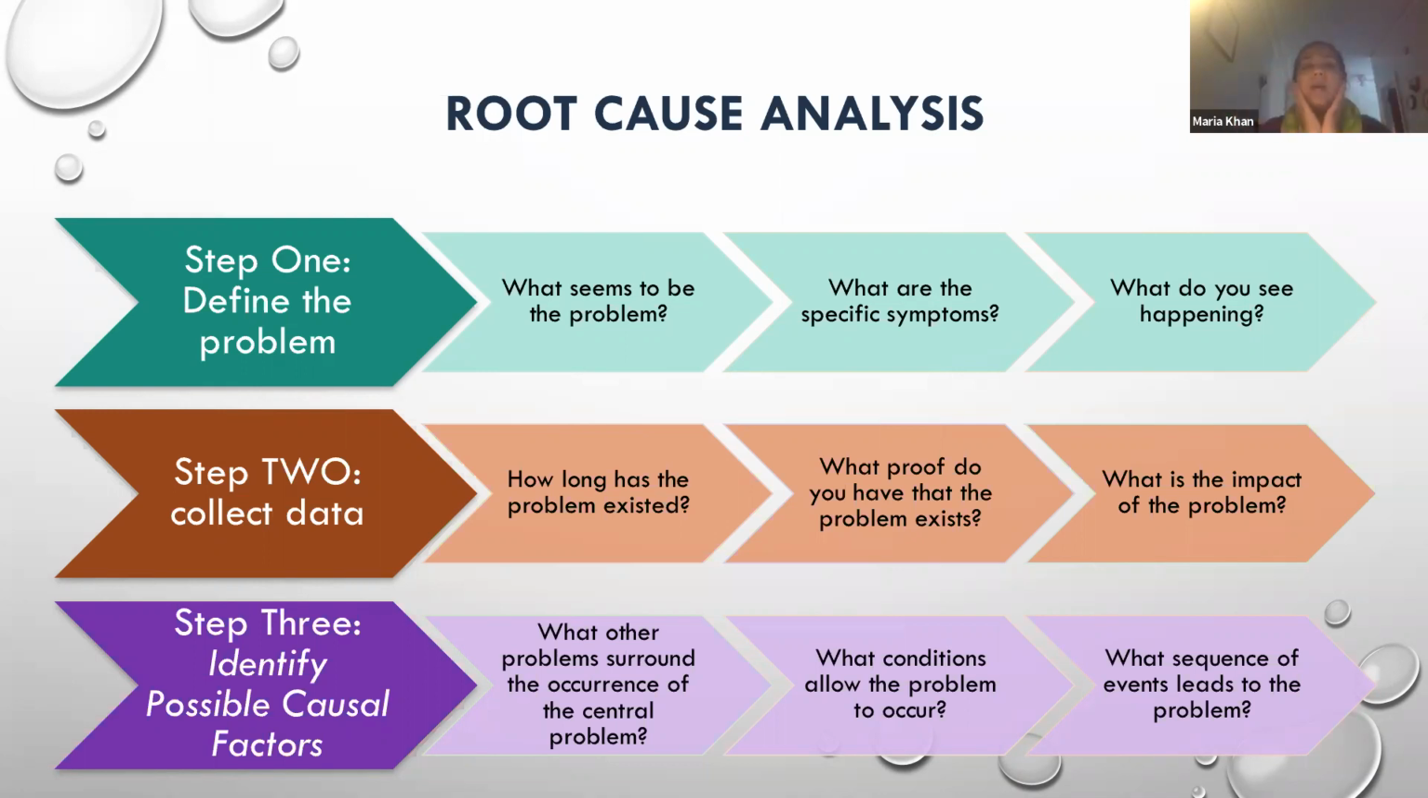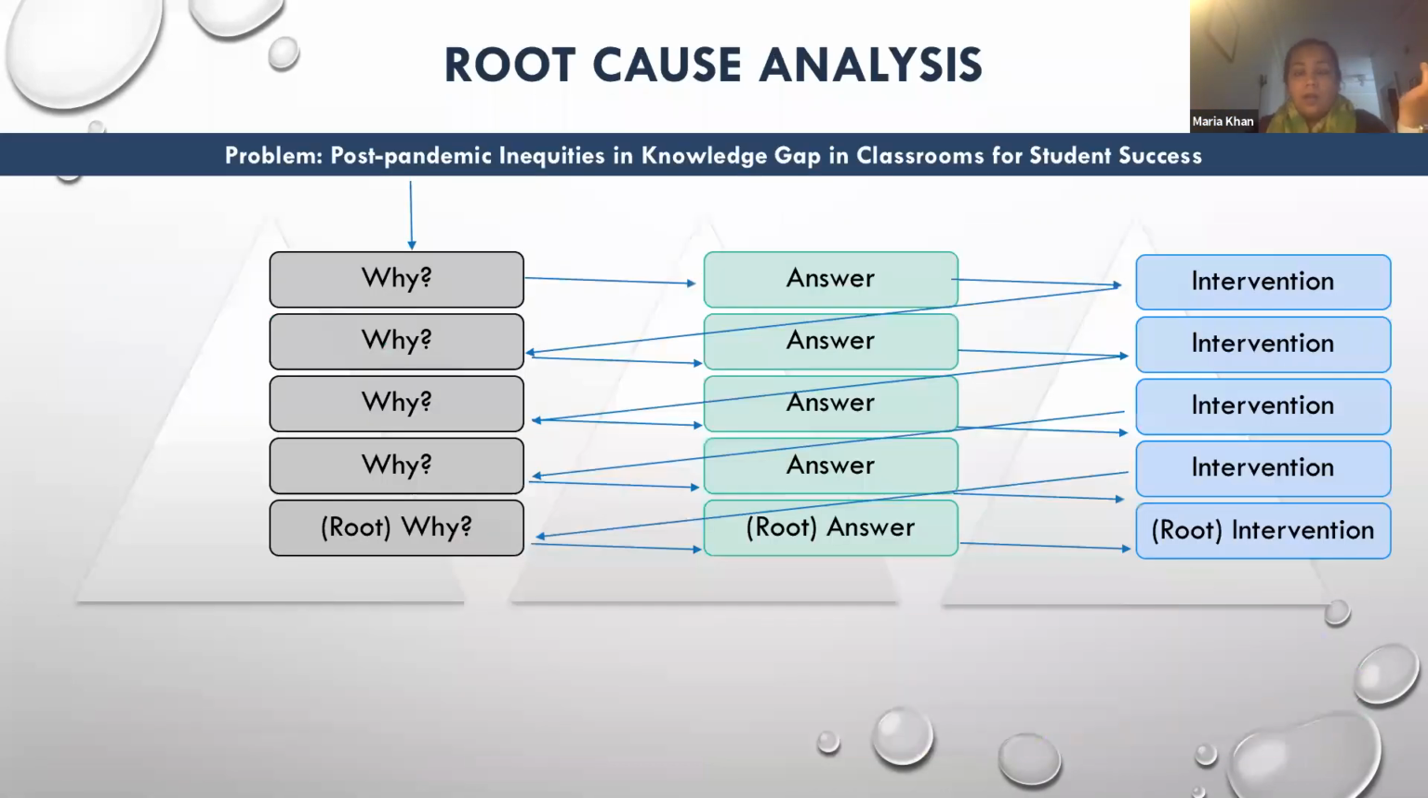So while you're thinking about this, while the slide is right in front of you, I want you guys to think about the knowledge gaps that impact student success in your classrooms, in your institutions. What we will be asking you to do is ask why 5 times. Answer that why 5 times, and then come up with a change idea or an intervention 5 times till you get to the root cause.